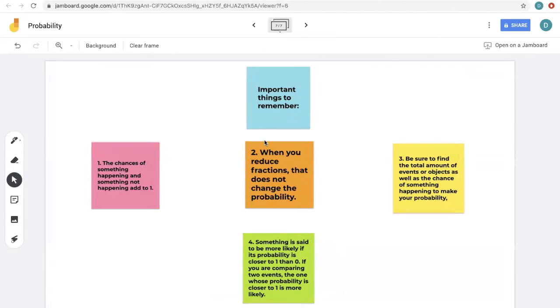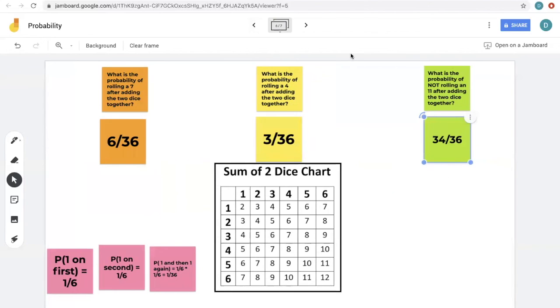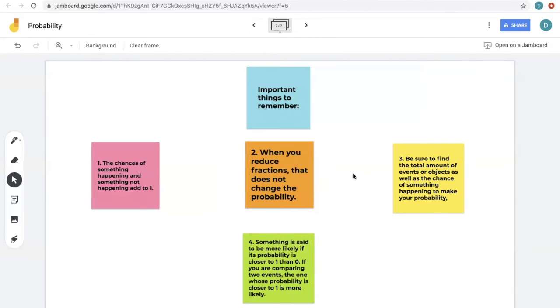So important things to remember. Number 1, the chances of something happening and the same something not happening add to 1. So that's what we went over using this example here, the green. And so just remember that the chances of one thing happening and the chances of that thing not happening always add to be 1. And then number 2, when you reduce fractions, that does not change the probability. That is true. And we saw that in one of the first examples way back with the spinner.